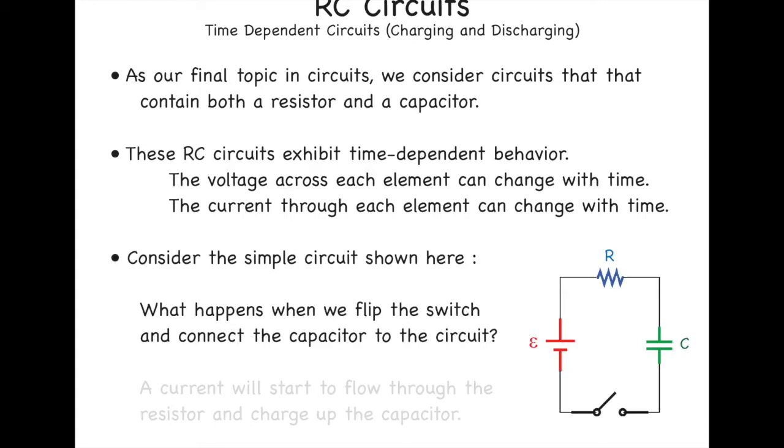We'll pretty much consider just very simple RC circuits like the one shown here, which consists of a battery, a resistor, and a capacitor hooked up in series, and we have a switch so that we can define when we start the experiment. Since things are going to evolve with time, we need a definitive starting point. When we flip the switch so that we connect the capacitor and the resistor into the circuit with the battery, a current is going to start to flow through the resistor to charge up the plates of the capacitor.